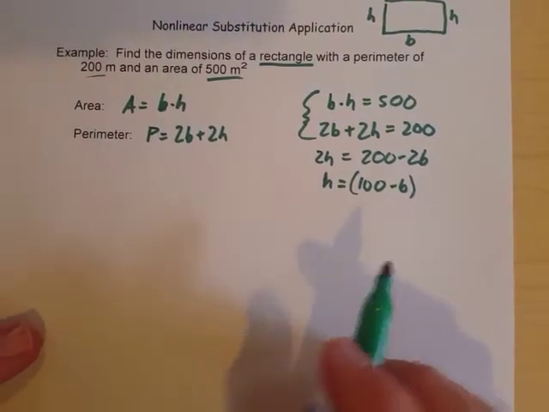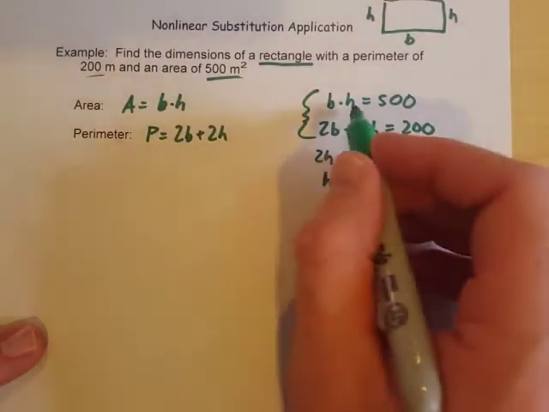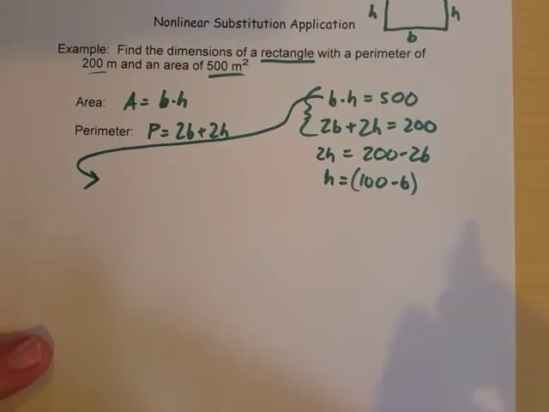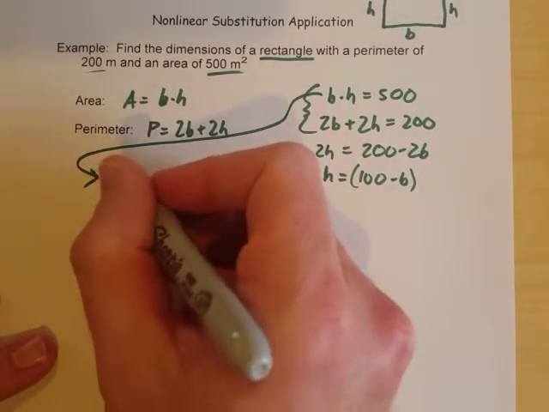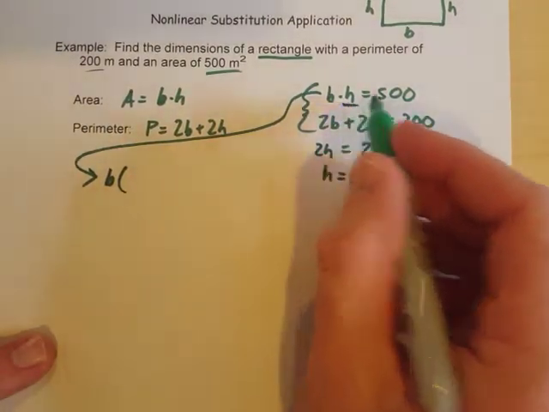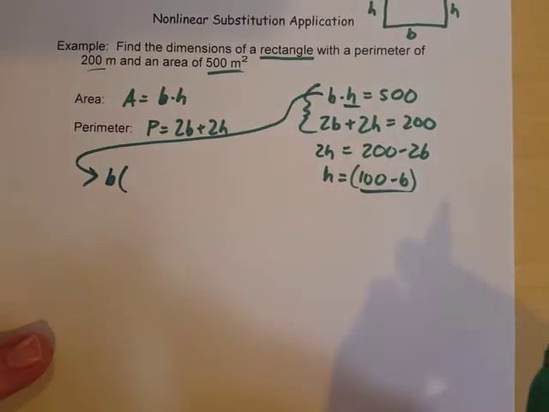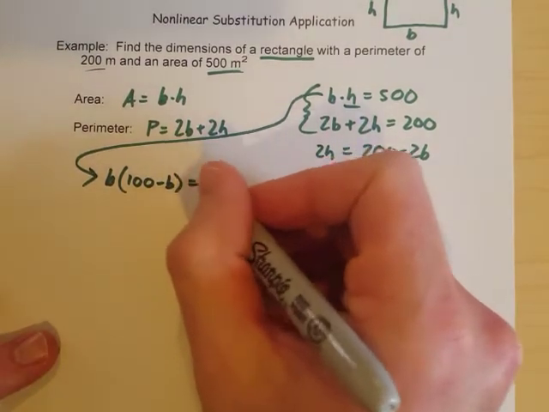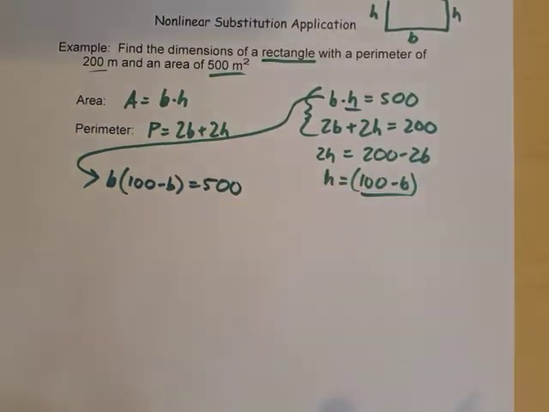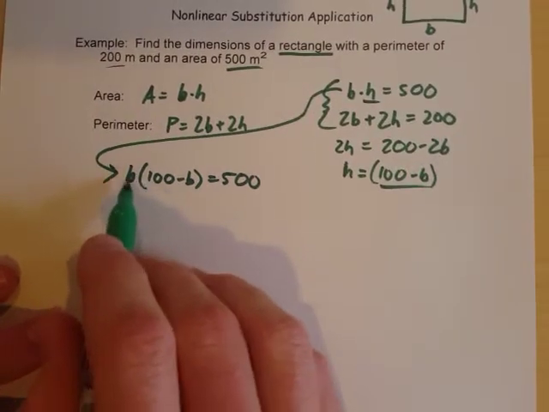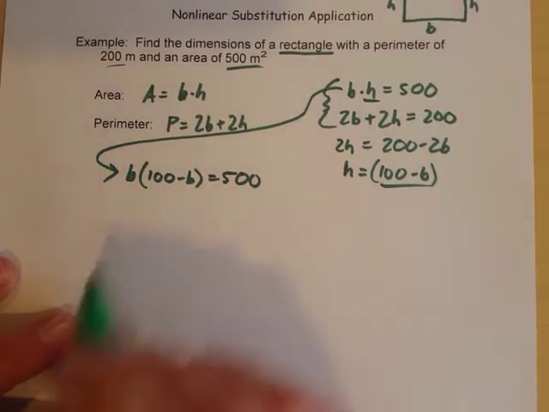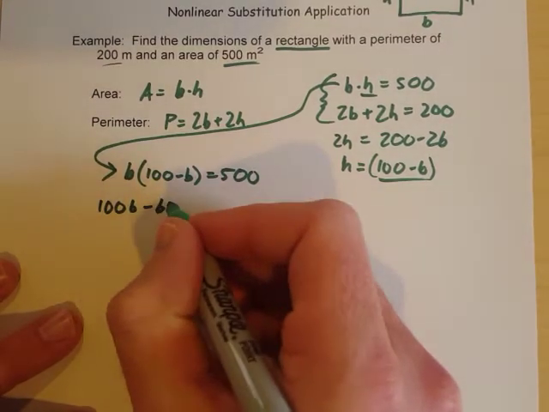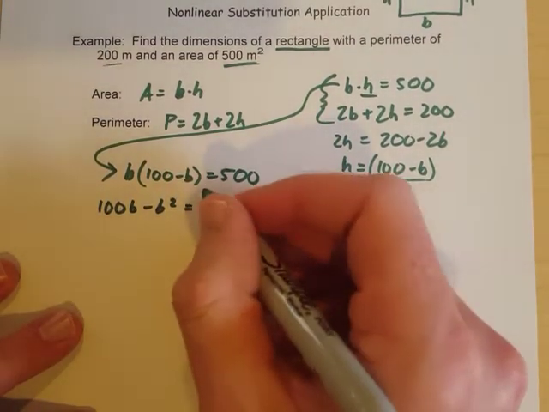I'm going to take that now and plug it into my other equation up here, the b times h. So I'm going to take that 100 minus b, replace h. I'll just bring this one down here, get a little bit more room for it. So that will be b times, now h we're replacing with 100 minus b, and setting that equal to 500. Now we've got to solve, and if we distribute that b, we get 100b minus b squared equals 500.